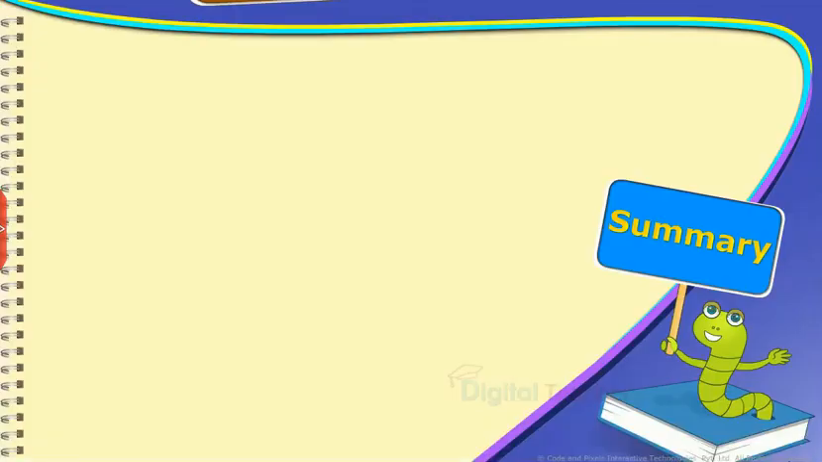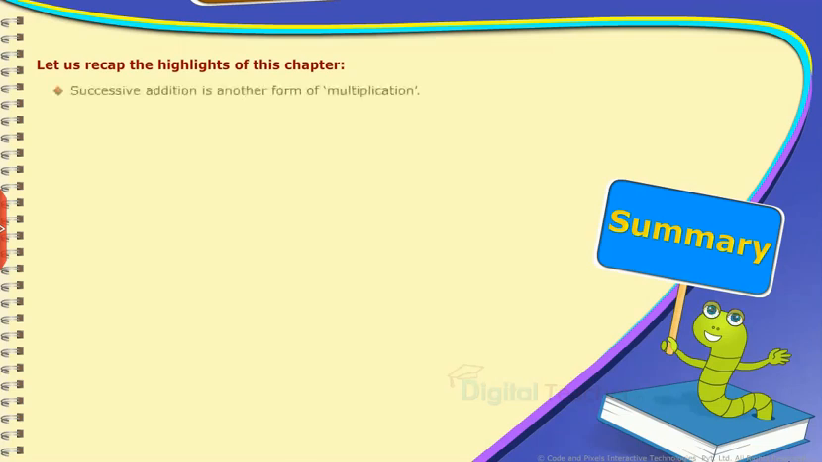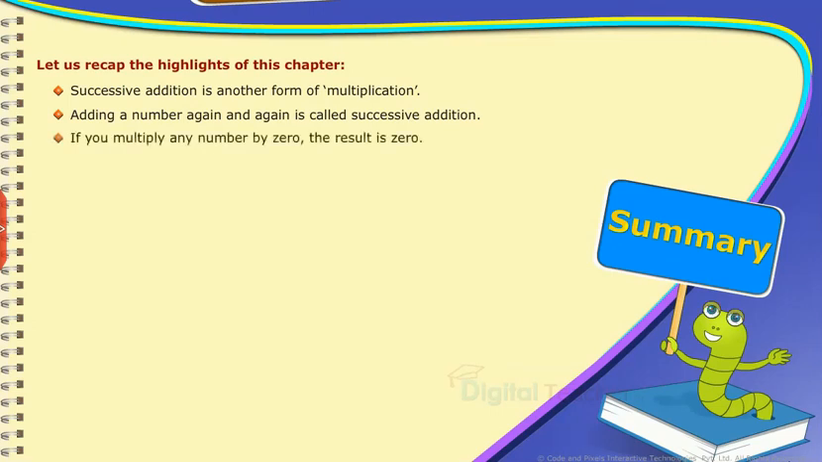Summary. Let us recap the highlights of this chapter. Successive addition is another form of multiplication. Adding a number again and again is called successive addition. If you multiply any number by 0, the result is 0.